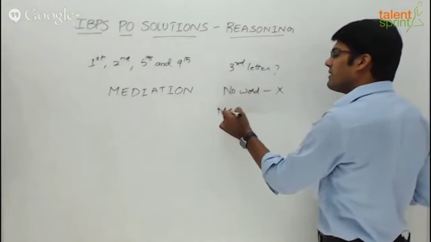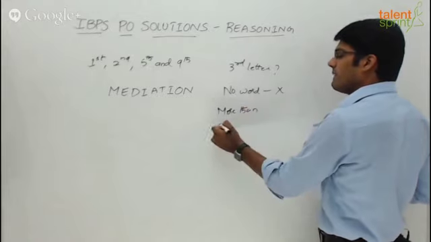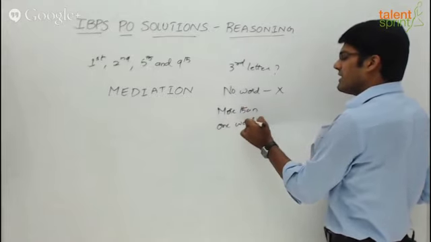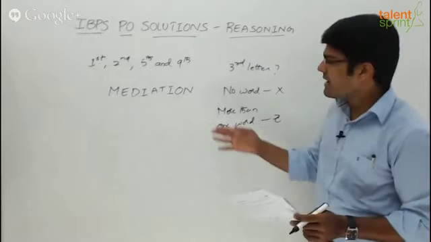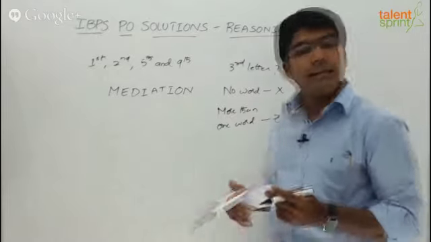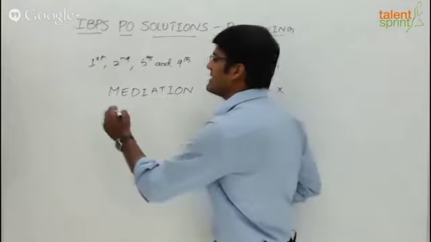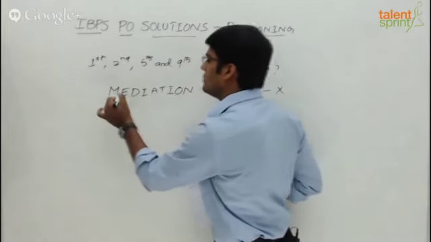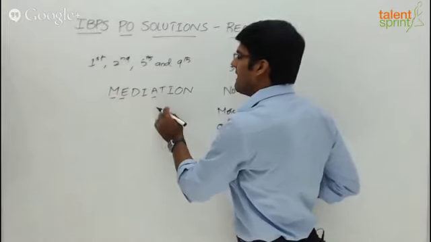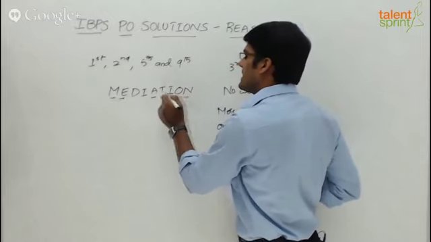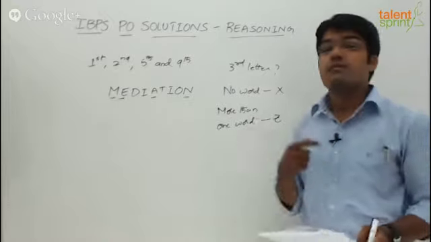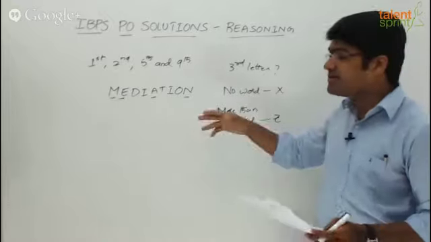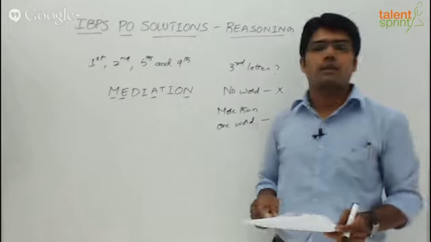And if you can form more than one word, then the answer should be taken as Z. So that's the condition that you need to keep in mind. So try to answer this one now. 1, 2, 5, and 9. These are the 4 letters. So the first letter is M, second letter is E, fifth letter is A, and 9th is N. Right? So try to make meaningful words using those letters and then answer this.